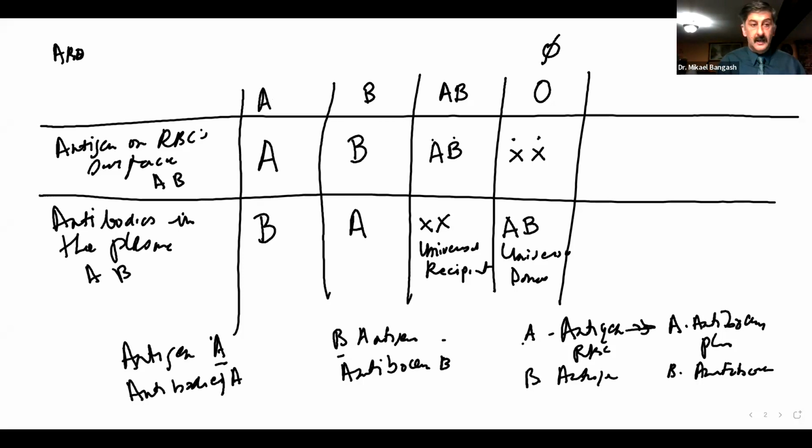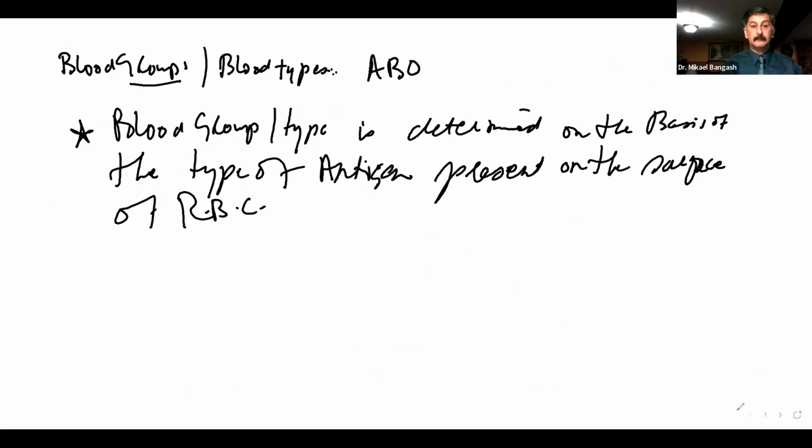So the question is, what is going to be the determining factor whether you are positive or negative? Now, guys, if we look at our statement here, that type of blood typing or blood grouping is still going to be determined on the basis of the type of antigen present on the surface of the red blood cell.